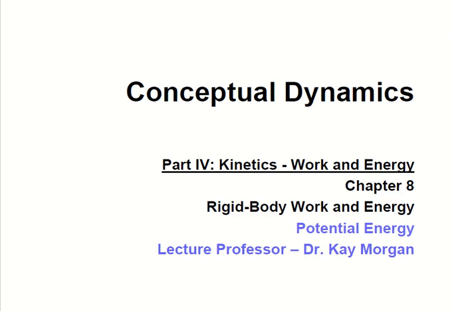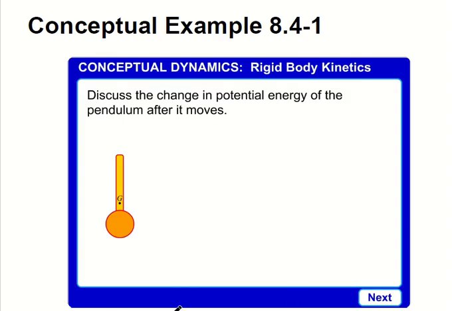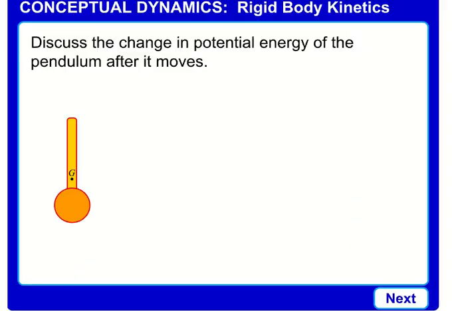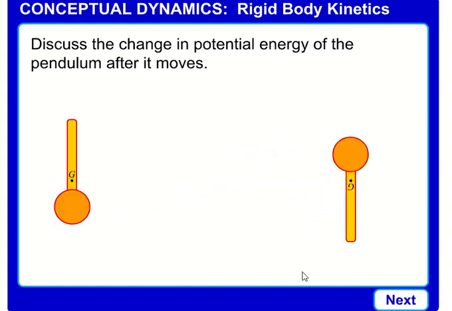Then we will go into potential energy for rigid bodies. Energy stored due to a body's position. Here are different heights in there. So here is your loop. Then we'll go to this interactive. Discuss the change in potential energy of the pendulum after it moved. It moves that way, and then ended up like that.